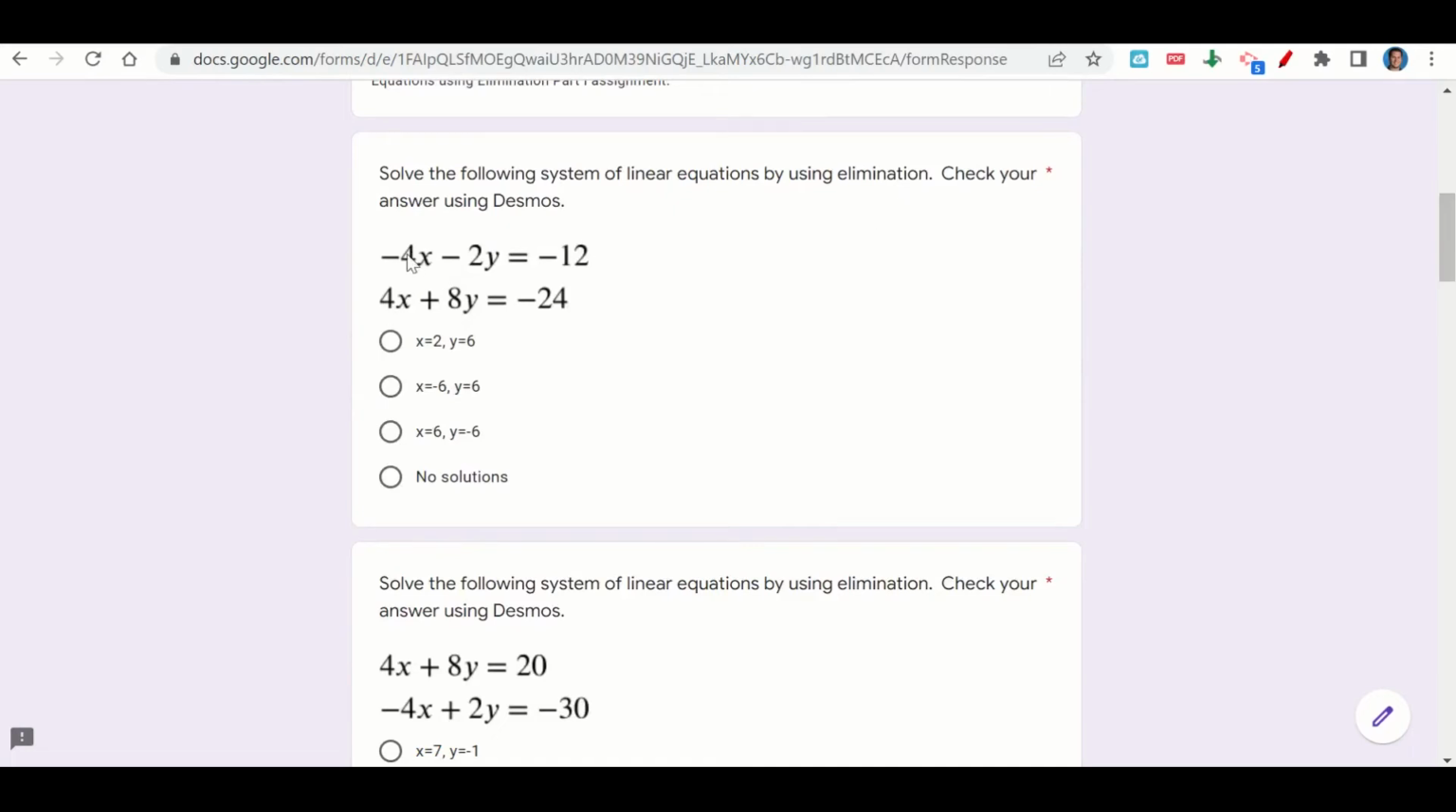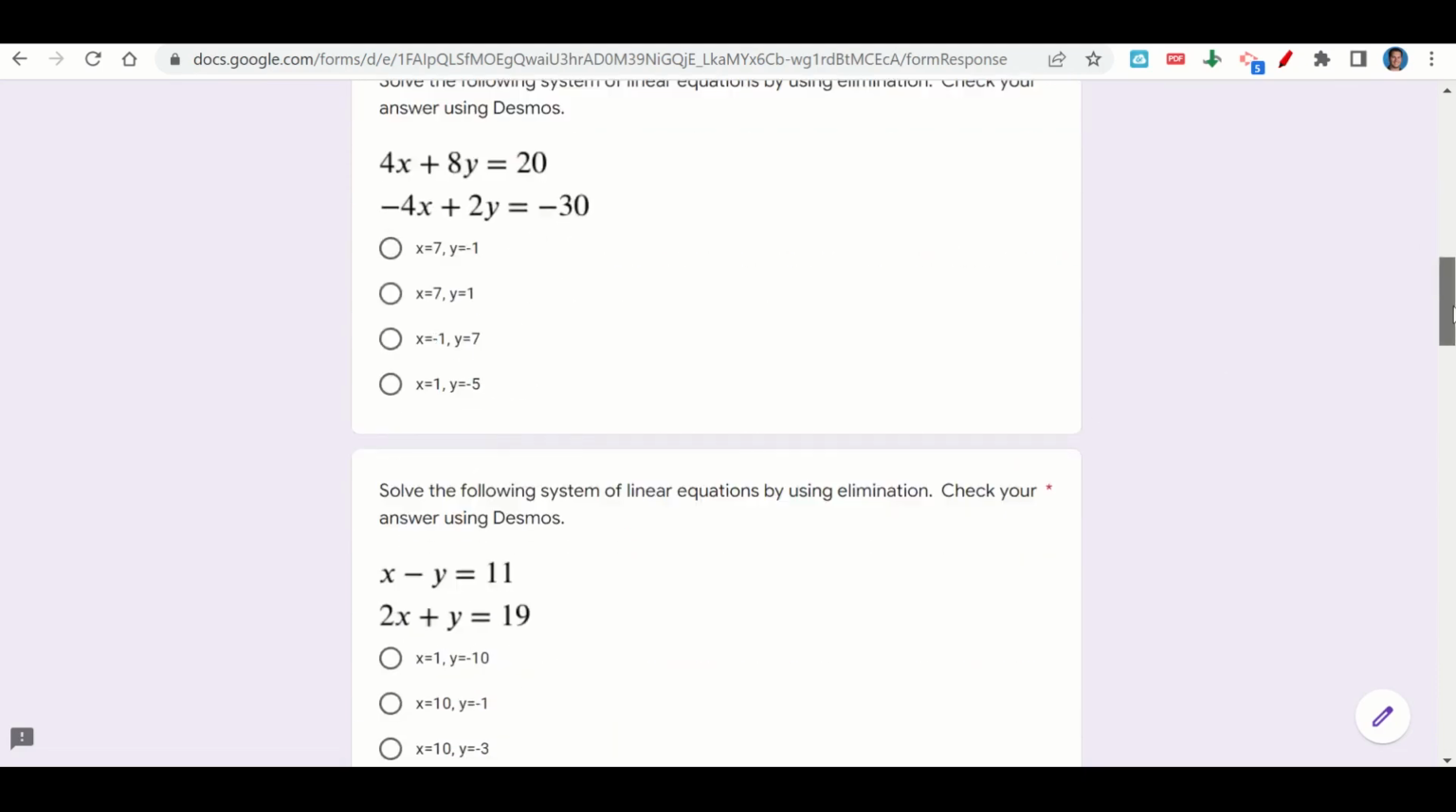So we have opposite coefficients here, so we know our x's are going to cancel. And we have negative 2y plus 8y is 6y. And negative 12 plus negative 24 is negative 36. So 6y is equal to negative 36. So we divide both sides by 6, we get y is equal to negative 6. So this one's not going to be the correct answer because it says y equals 6. This one says y equals 6, so it's got to be this one here. We can check it to make sure that it's not no solutions, but when we plug it back in, we'll see that this is the correct answer.